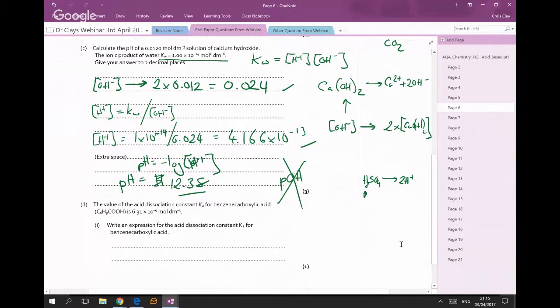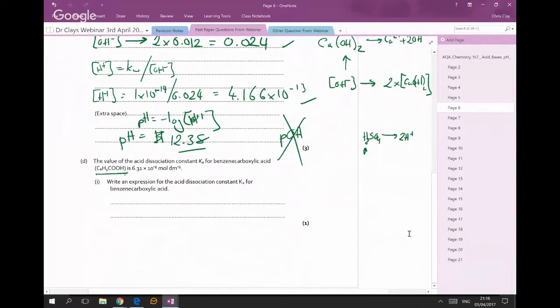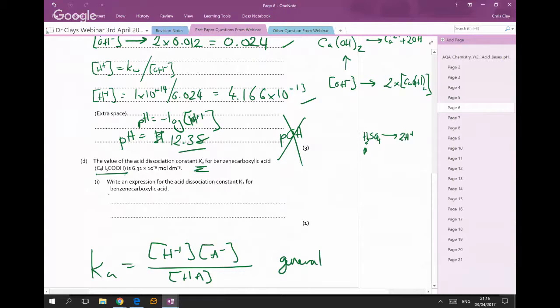No comment. Okay, so the value of the acid dissociation constant Ka for benzene carboxylic acid. Here's the expression. It's 6.31 times 10 to the minus 5. So we're now talking about here, hint, Ka. As soon as we're talking about Ka, we've got to be thinking about this expression. So make sure you use it. Now, that is if they're asking for a general equation. Here we're asked specifically for benzene carboxylic acid. So if you're asked for a specific acid, make sure you include that in the equation. Otherwise, you won't be given the marks in the exam. So benzene carboxylic acid is a bit of a faff to write out, but just get used to it. So the proton, then we've got the salt of the acid, like that, over the concentration of the acid here, gets you your one mark.